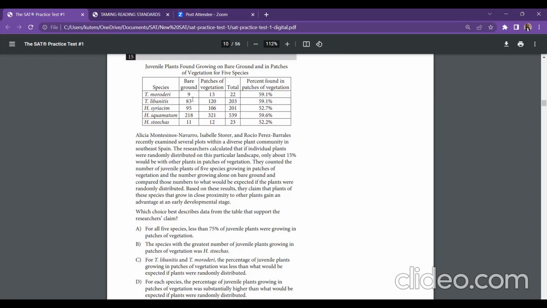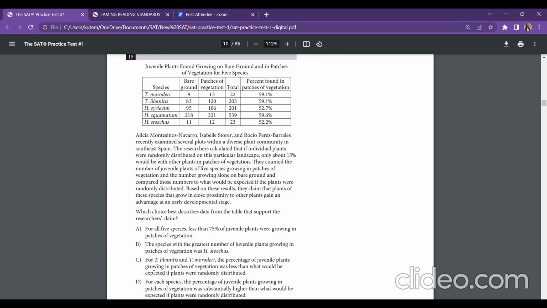And then here we have the bare ground, and here we have the patches of vegetation, and then the percent in patches. So basically this number should be high, is what they're trying to say. All right, so for all 5 species, less than 75% were growing in patches. This is not supporting the claim. B says the species with the greatest number of juvenile plants growing in patches. There's nothing talking about any specific species, so that wouldn't support anything.